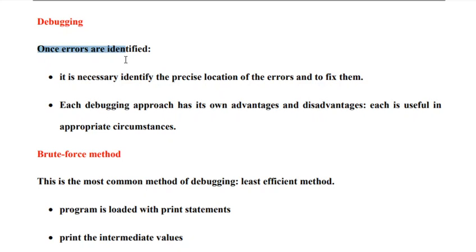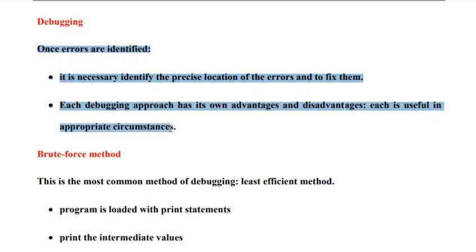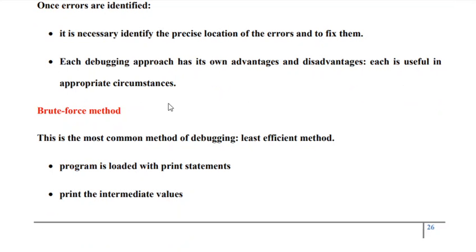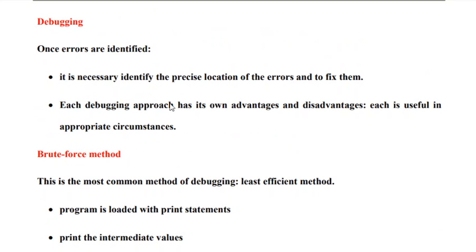So once an error is identified, it is necessary to identify the precise location of the error and fix it. Each debugging approach has its own advantage and disadvantage, which we will discuss. There are different types of debugging approaches. The first one is called the brute force approach, the second is cause elimination, the third is backtracking, and the fourth is program slicing. So there are four different types of approaches that you can have.